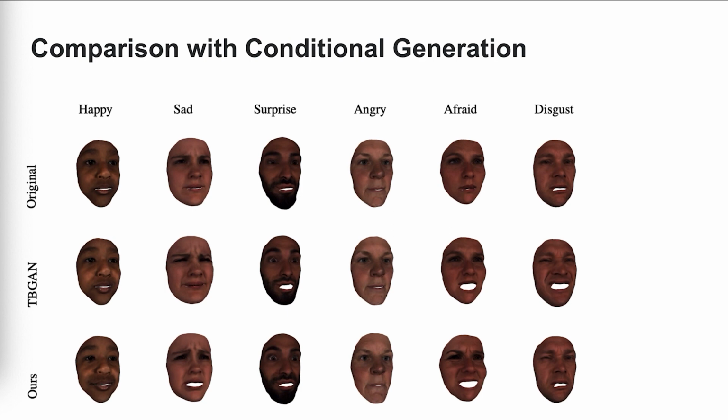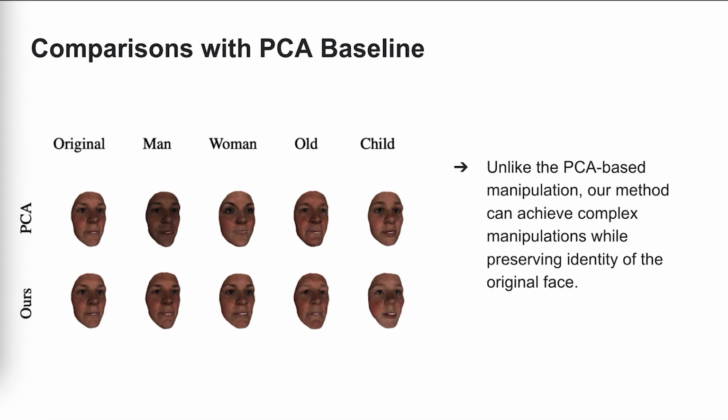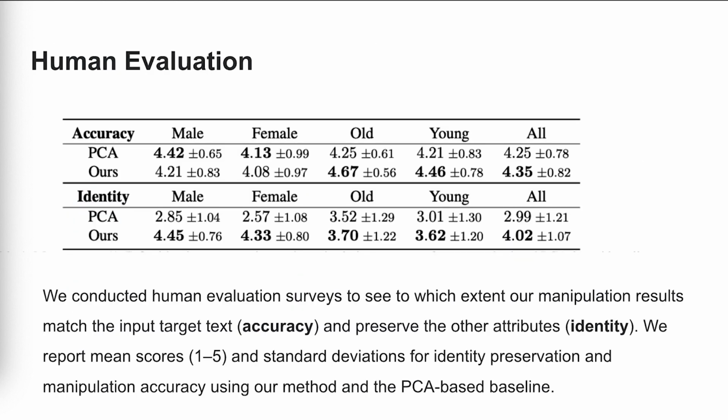We further show the effectiveness and identity-preserving success of our method by comparing our text-guided expression manipulations with expression conditional generation with TBGAN. Similarly, we include comparisons with the PCA-based method. Our human evaluation surveys with 25 participants confirmed that our method performs more accurate and identity-preserving manipulations.